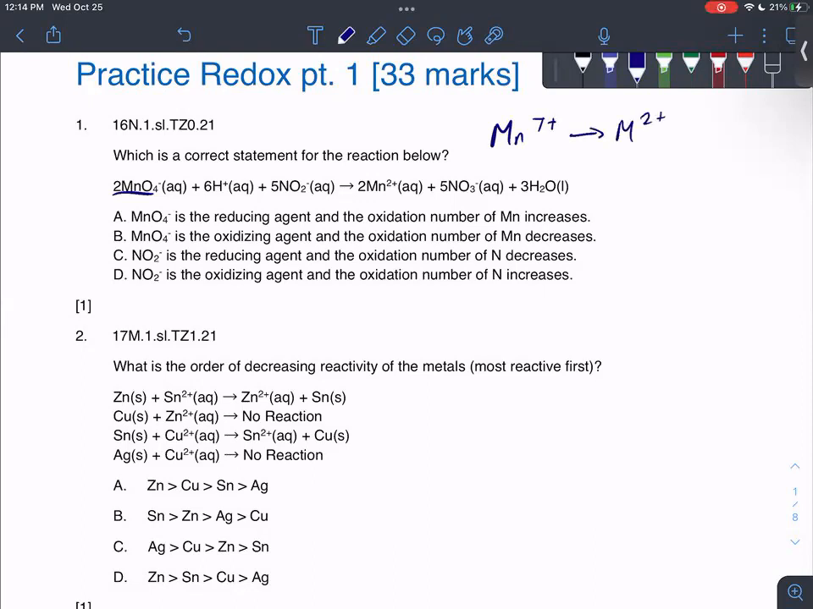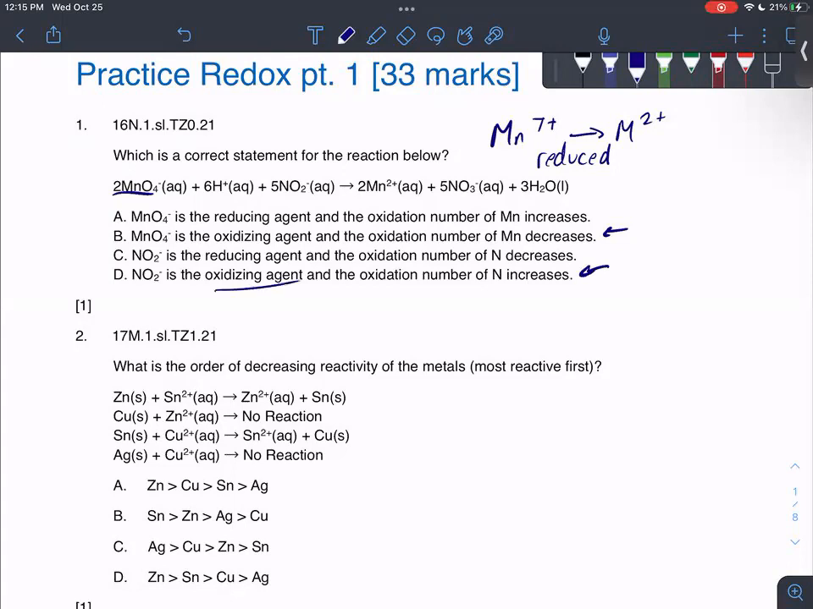If we remember OIL RIG, oxidation is loss, reduction is gain. We can see that manganese is going from a 7 plus to a 2 plus, which means it's being reduced. It is gaining electrons, therefore it is being reduced. So right now, this tells us that theoretically, B could be the right answer. And if B is the right answer, where manganese is decreasing in oxidation state, D could also be the right answer, where nitrogen is increasing, because it would be doing the opposite.